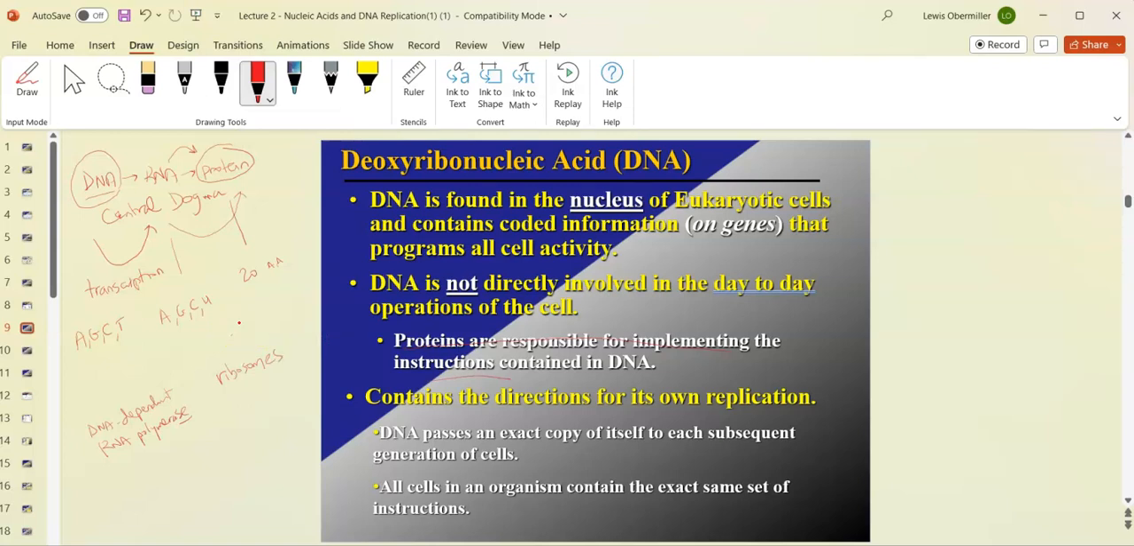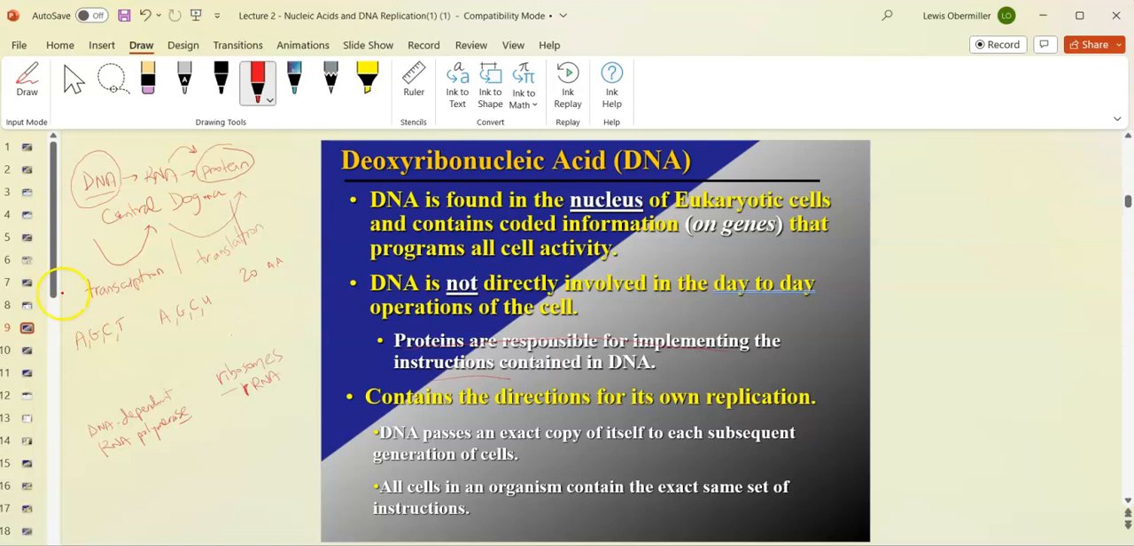Ribosomes are proteins, and ribosomes also contain ribosomal RNA, and we'll talk about that. It helps line up the RNA so that it's read properly by the ribosomes. And that is what we call translation. And we're going to talk about that in the next lecture.